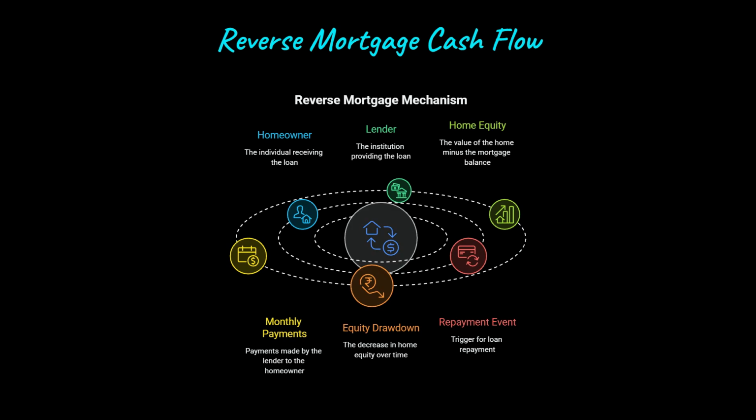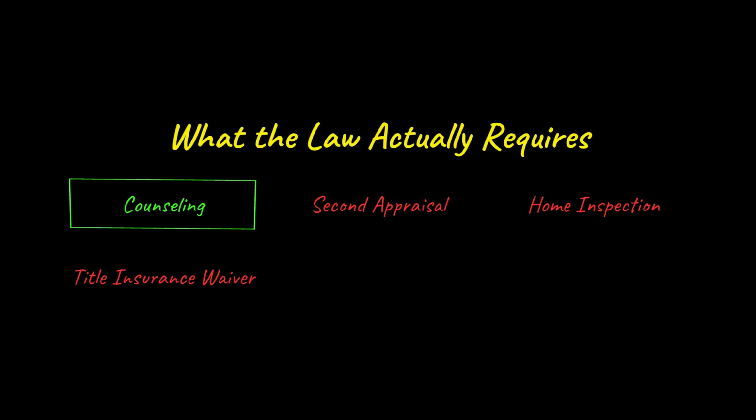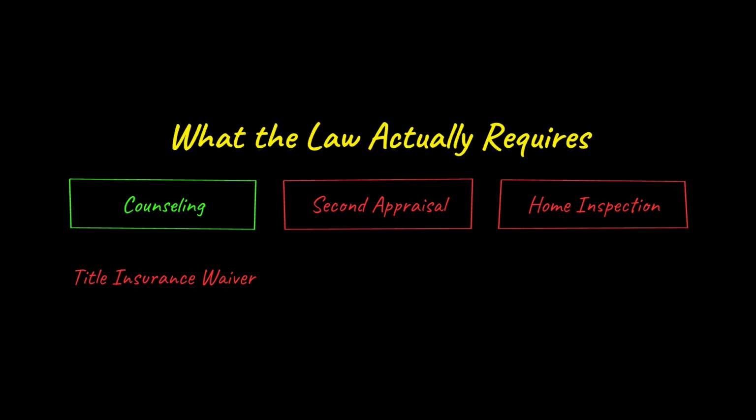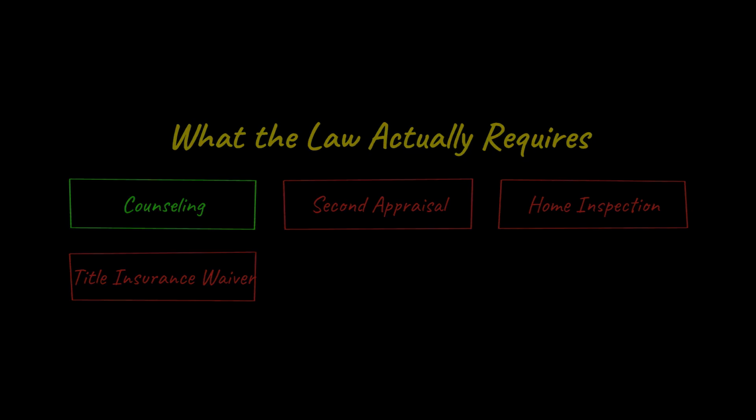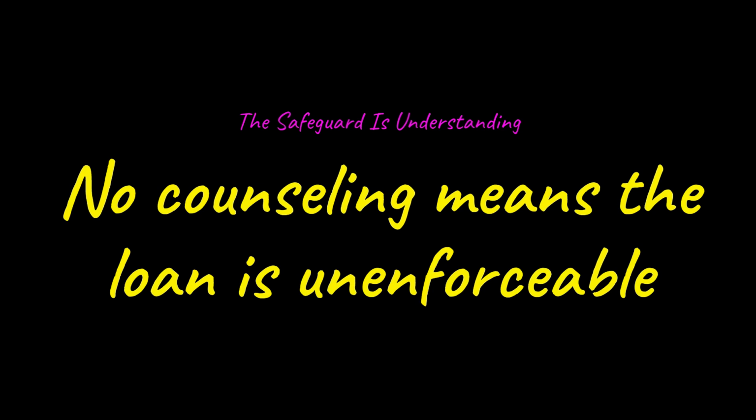Because the mechanics are so easy to misunderstand, Massachusetts requires independent counseling from an approved agency before the loan can close. The nuance to remember is that counseling, not a second appraisal, a new home inspection, or waiving title insurance, is the required step. Those other procedures address the property. Counseling addresses whether the borrower actually understands the loan. Skip the counseling, and the reverse mortgage becomes unenforceable, a rule designed to protect the borrower's understanding, not the property's value.